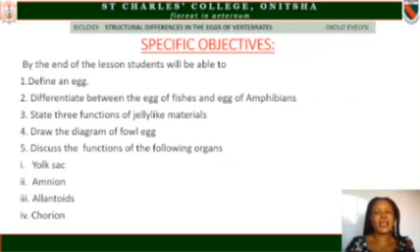Before we go into the lesson, let's look at the specific objectives. By the end of the lesson, students will be able to: 1, define an egg; 2, differentiate between the egg of fishes and egg of amphibians; 3, state 3 functions of jelly-like materials; 4, draw the diagram of fowl egg; 5, discuss the functions of the following organs: 1, yolk sac; 2, amnion; 3, allantois; 4, chorion.